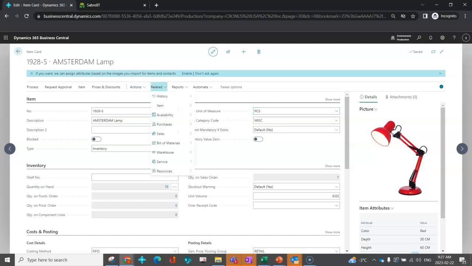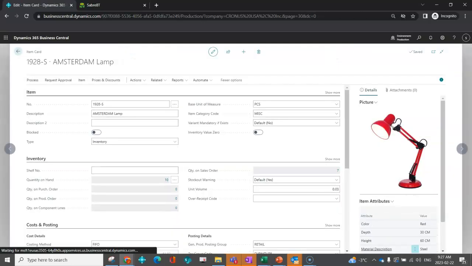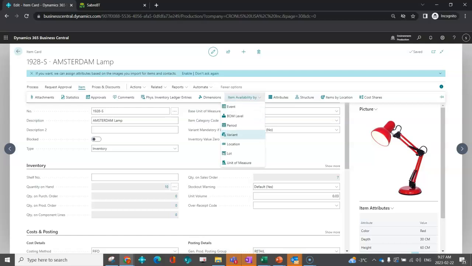And if I go to related item units of measure, I'm able to see that I have pieces as my base unit. And I can also sell the lamp in a pack of 2. So that's just my standard unit of measure conversion that Business Central has always supported. And now what I can also do under item, availability by, I can see availability by units of measure.